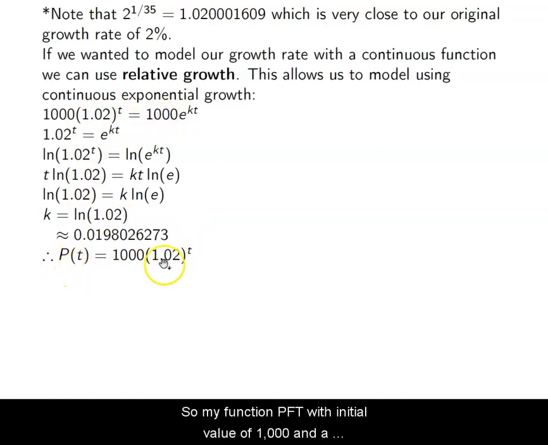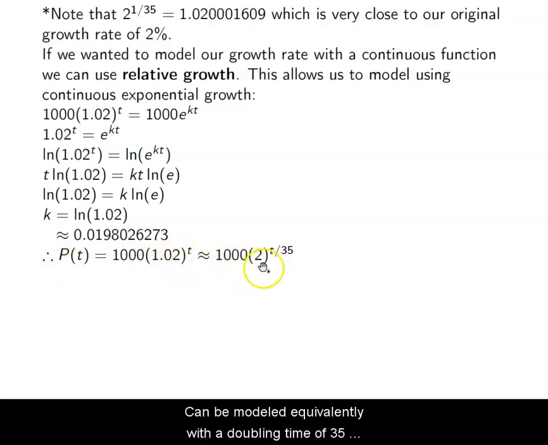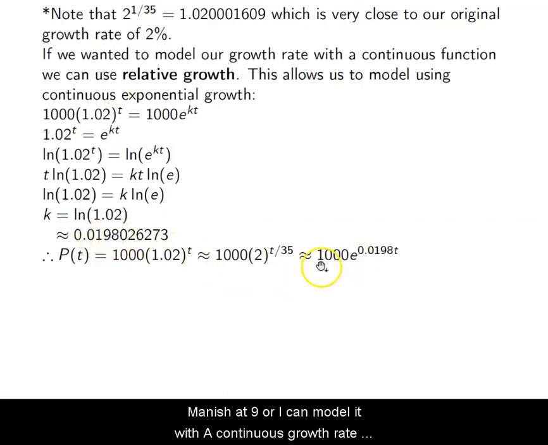So my function P of t with an initial value of 1000 and a growth rate of 2% can be modeled equivalently with a doubling time of 35 hours with a growth rate of 2, right? Doubling time 2, same initial value. Or I can model it with a continuous growth rate function of initial value 1000 and then a growth rate of 0.0198 or 1.98%, right? Almost 2% as well. So all of these will give me fairly equivalent values.